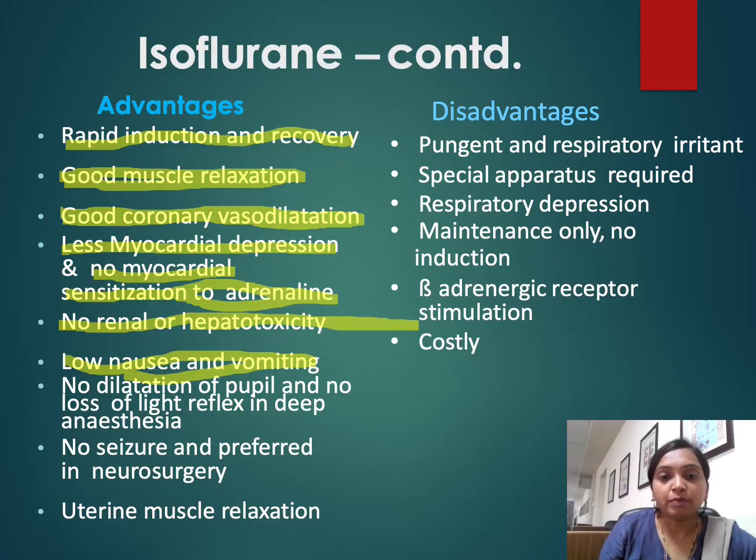So the disadvantage of this is it might cause respiratory depression. Okay, and it can also stimulate beta adrenergic receptors, and this is a costlier drug. This is also one of the disadvantages.